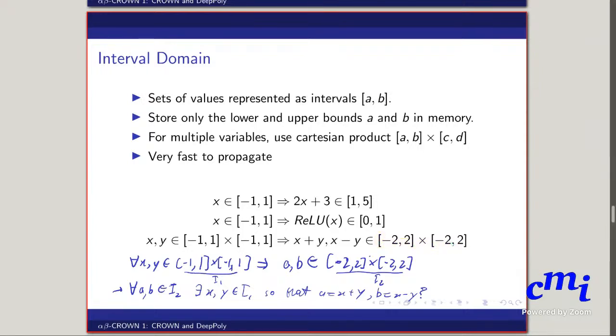So the question is just that if a and b are inside this kind of interval, where a is within -2 2 and b is within -2 2, then for all possible ab in this region, does there always exist an xy so that x is between -1 1, y is between -1 1, and a is equal to x plus y and b is equal to x minus y? Is that always the case?